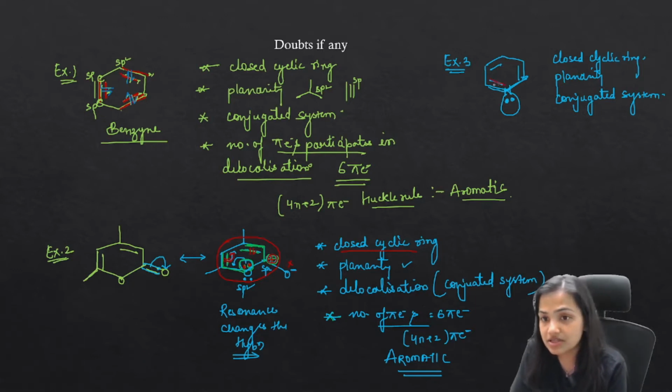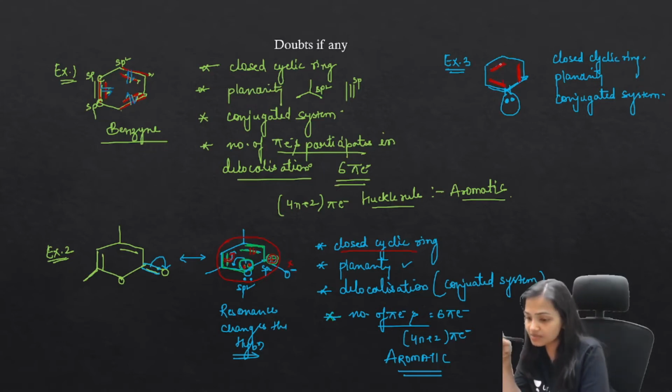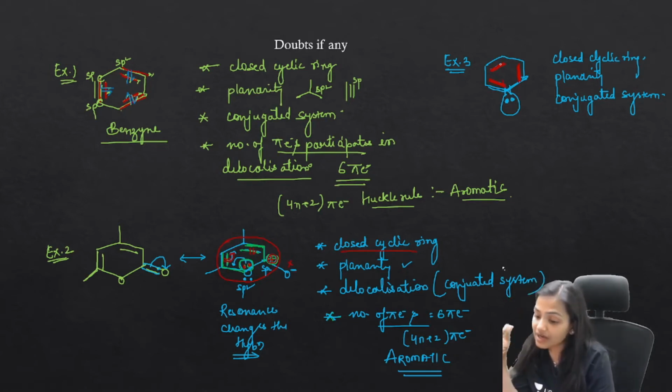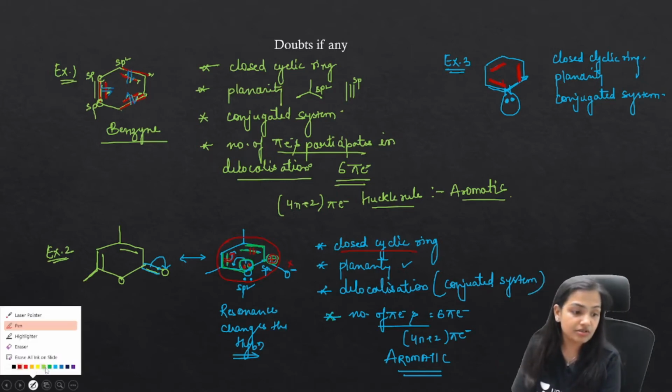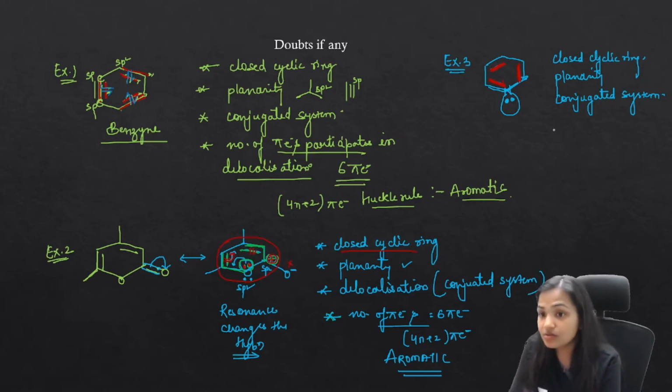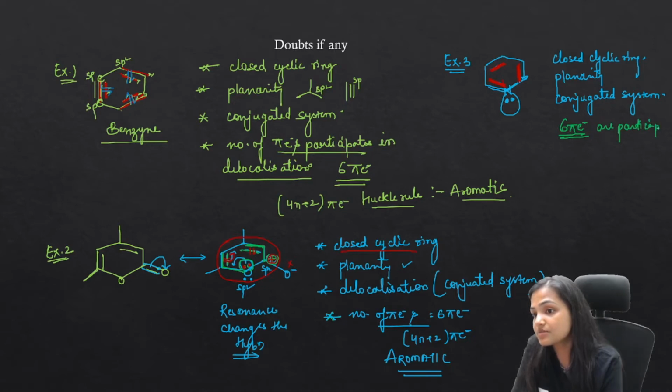Conjugated system: see, this pi bond will be in conjugation with this pi bond, this pi bond is in conjugation with this pi bond, and this pi bond is in conjugation with this pi bond. So how many pi electrons are participating in conjugation? Only 6 pi electrons are participating in conjugation, not 8, only 6. Only 6 pi electrons are participating in delocalization.